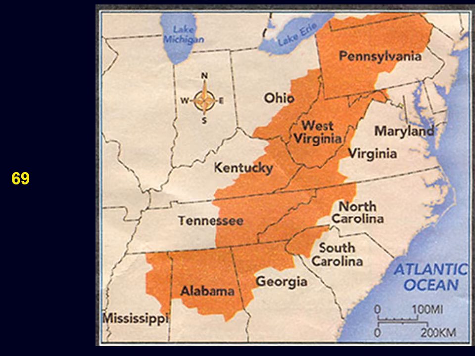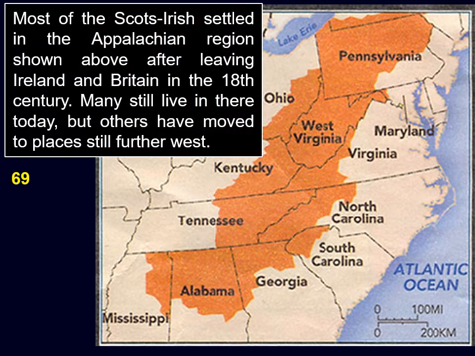Most of the Scots-Irish settled in the Appalachian region shown above after leaving Ireland and Britain in the 18th century. Many still live there today, but others have moved to places still further west.